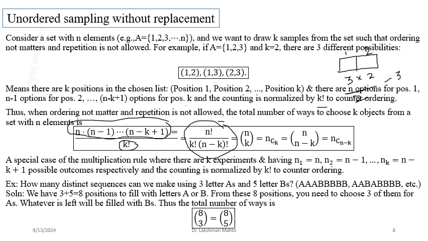So you have to find 3 letters A and 5 letters B. Then how many positions are there in total? 8 positions. In those 8 positions you observe, how many options does A have? How many times will A come? 3 times.